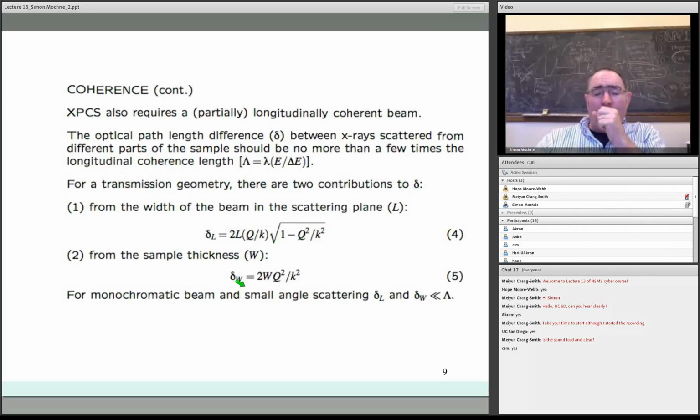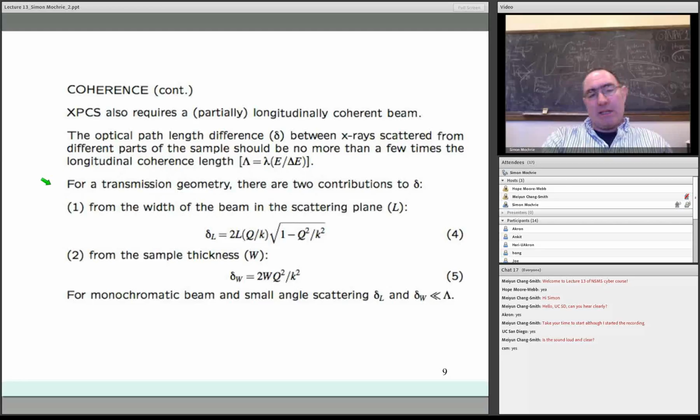about was the transverse coherence. There's also this idea of longitudinal coherence, which is related to the optical path length difference between X-rays scattered from different parts of the sample, and that should be no more than a few times the longitudinal coherence length, which is lambda, the wavelength of the X-rays, multiplied by the energy spread of the X-rays.